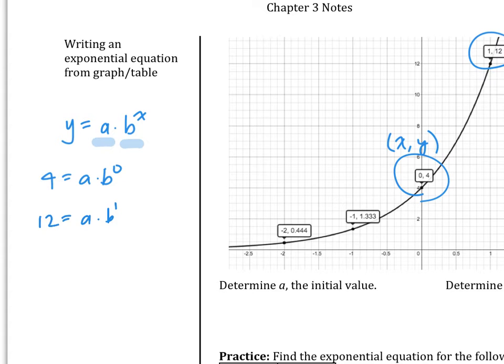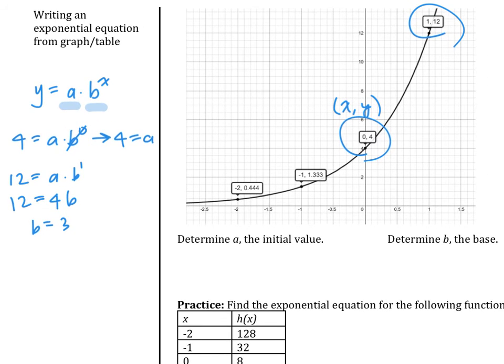Make sure you still follow the PEMDAS rule. So 4 equals a times b to the 0. B to the 0 is 1, so that just means 4 is a. And here, 12 equals a times b to the first. B to the first is just b. So 12 is ab. And then we know that 4 is a, so b must be 3.